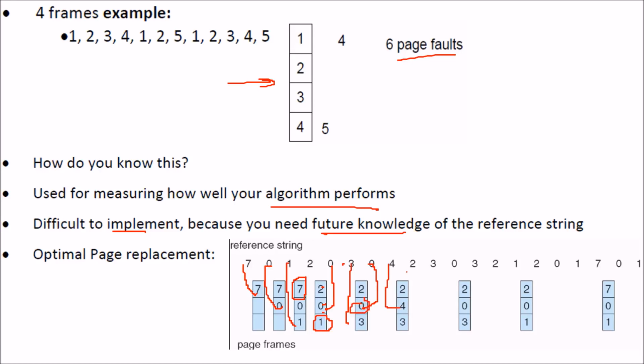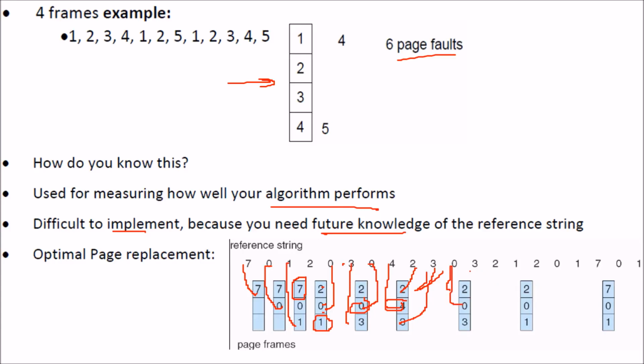Put 4 here. 2 and 3 are already there, there will be no page replacement, or there will be no problem. But 0 has come. So now replace this 4. Because 2 and 3 have just been referenced, we will not replace 2 and 3. We will replace this 4 with 0.